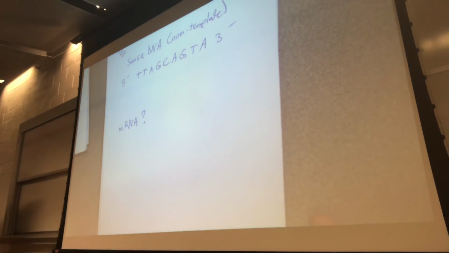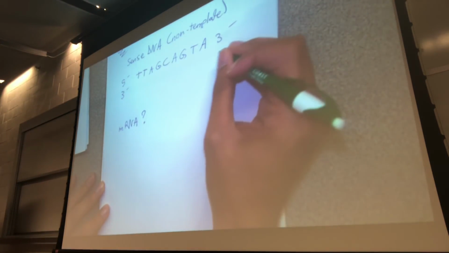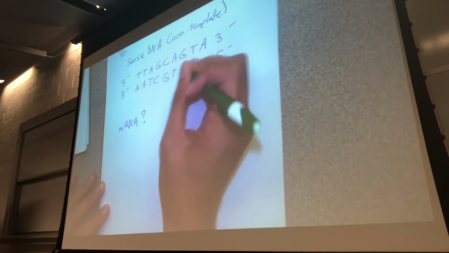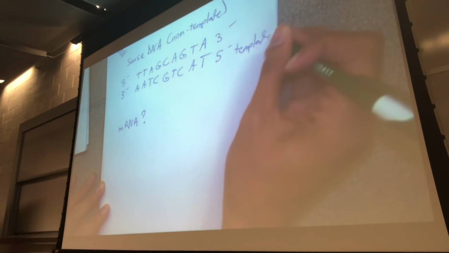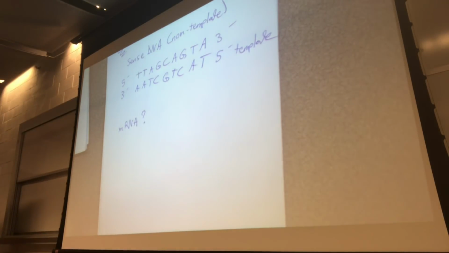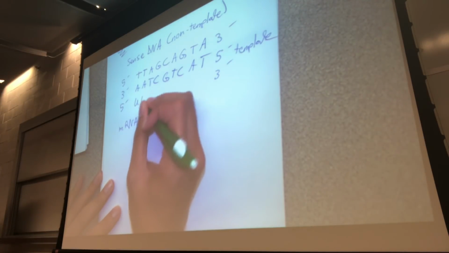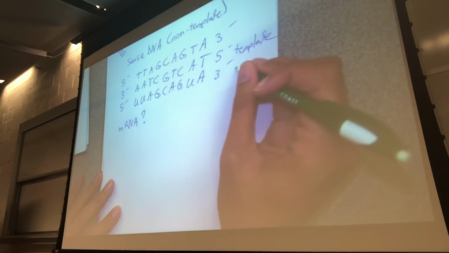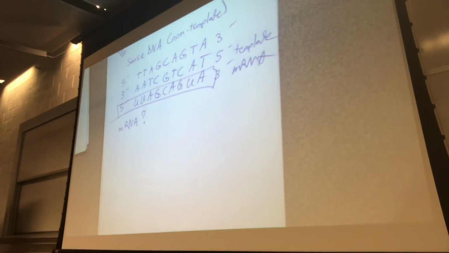And there's a long way and a short way of answering this. The long way would be drawing out the complementary DNA strand, which will be your template, and then transcribing this into mRNA, which would be the mRNA. That's the long way. The short way is remembering what sense strand means.